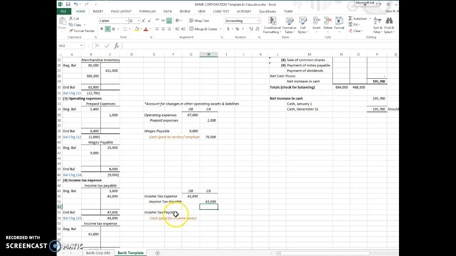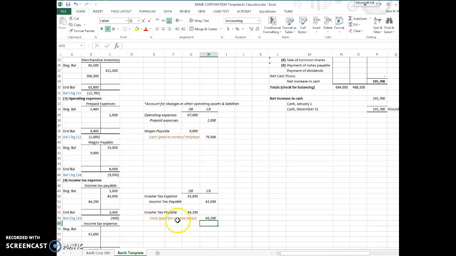What we want to solve for is income tax payable and the cash paid for income taxes. Again, we'll go to the balance sheet. We know that we want an ending balance in our income tax payable account of $3,400. So I'll pop in $44,290, which will get our ending balance to $3,400. You can see I finished our journal entry right here.